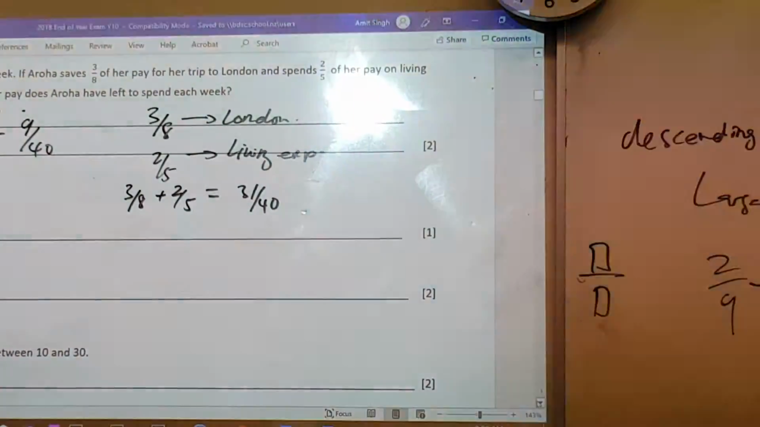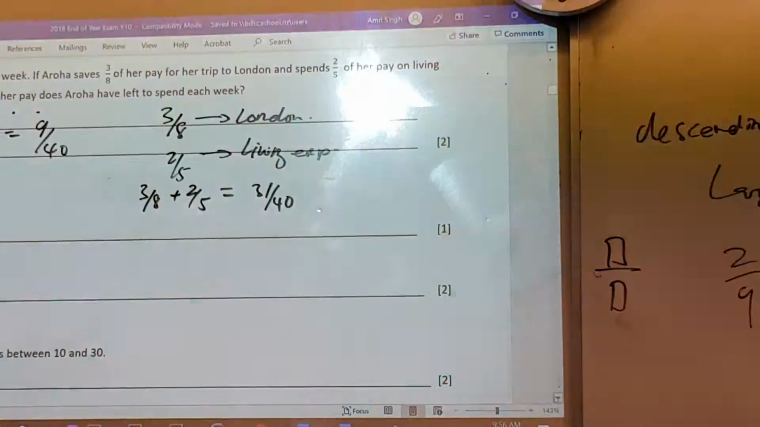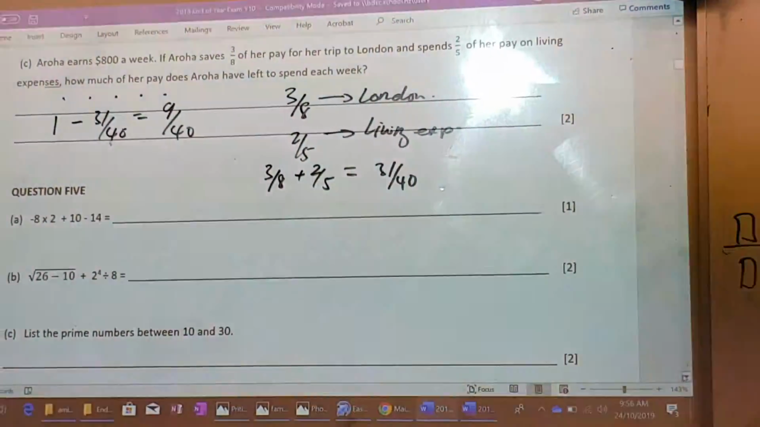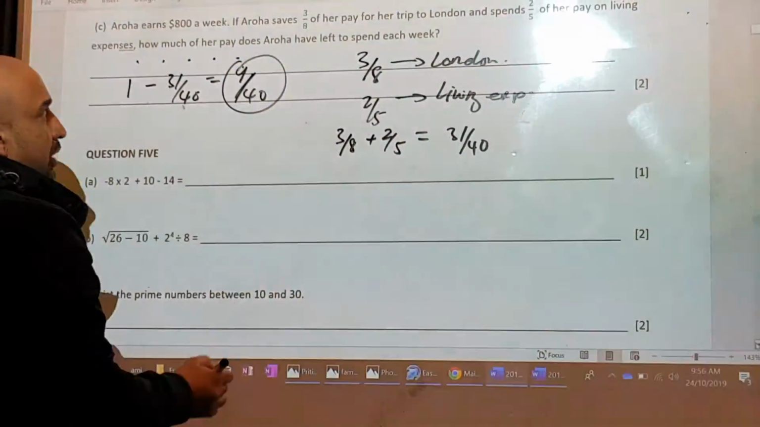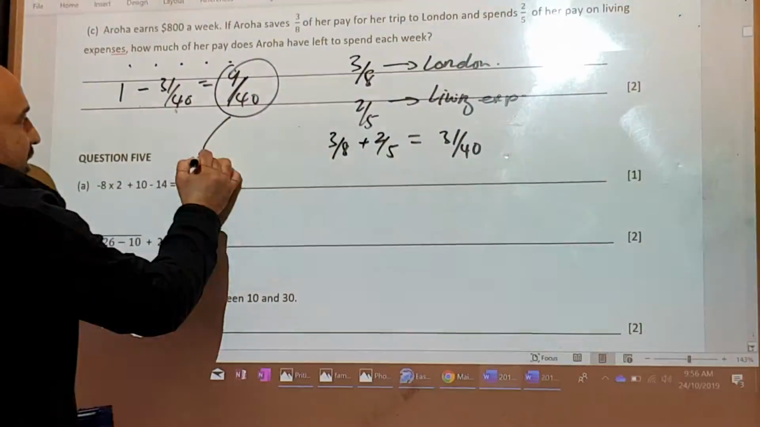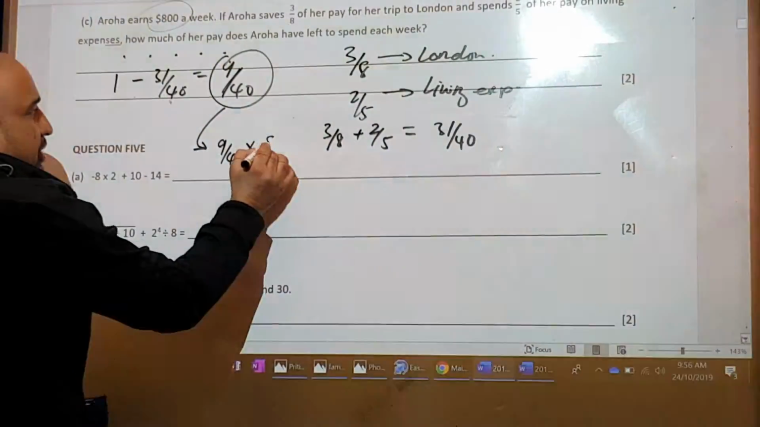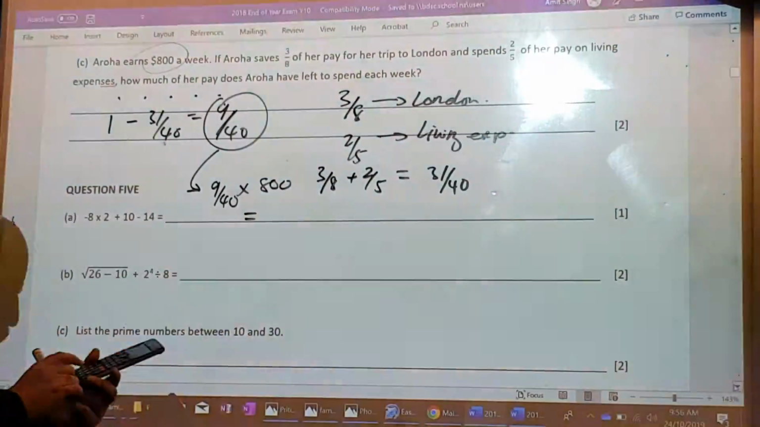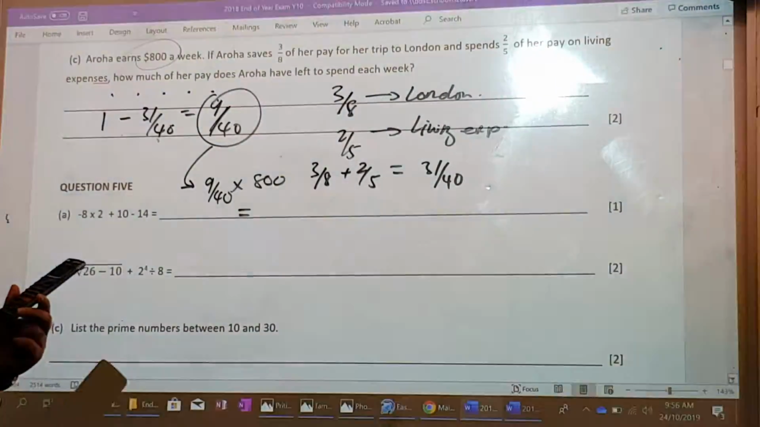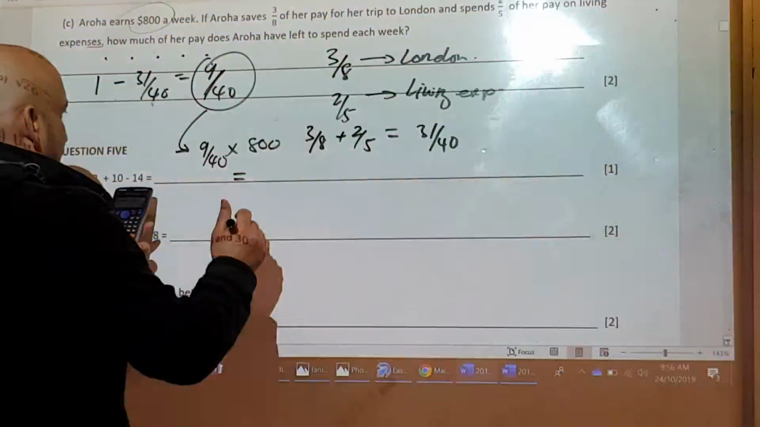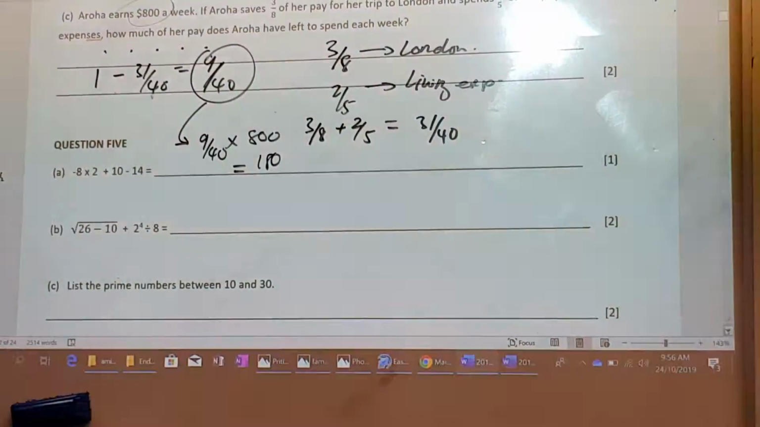Because any fraction starts with 1. If you buy a pizza, you'll get a whole pizza. It's 1. So that means 9 over 40 is the fraction that is left. So how much is that? 9 divided by 40 times how much did she earn? Times 800. So 9 divided by 40 times 800 gives 180. So she has only $180 to spend each week. Cool, guys?